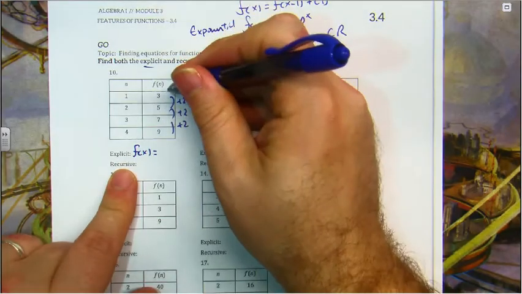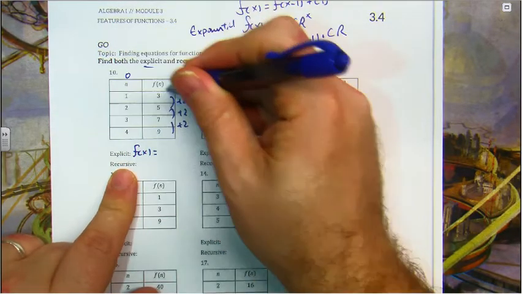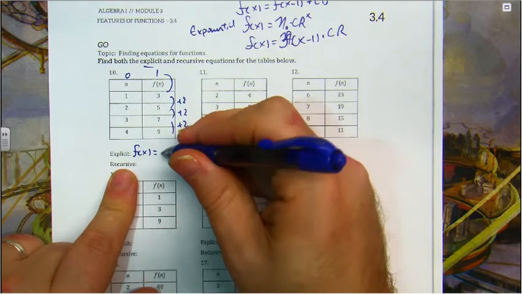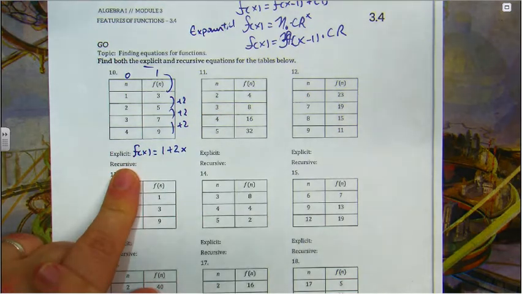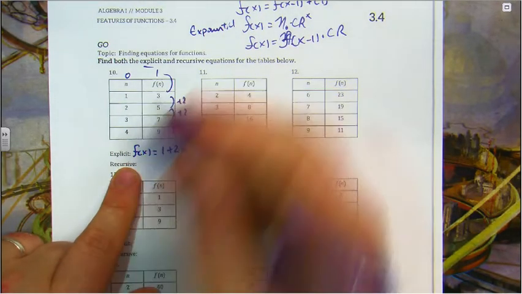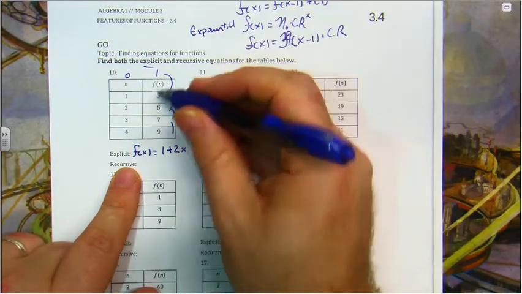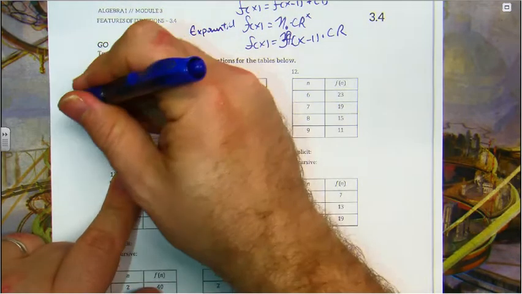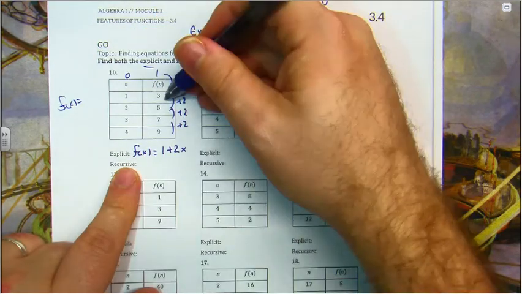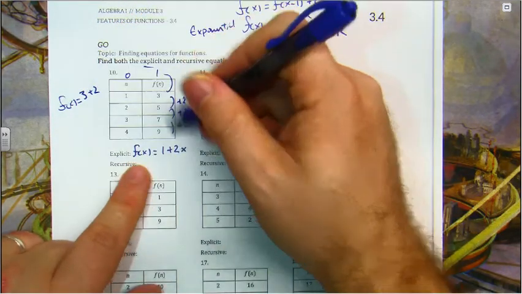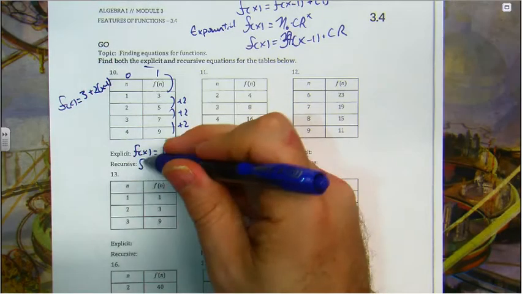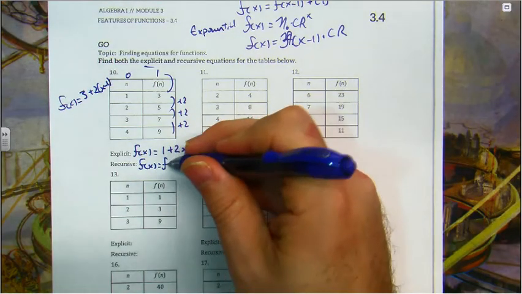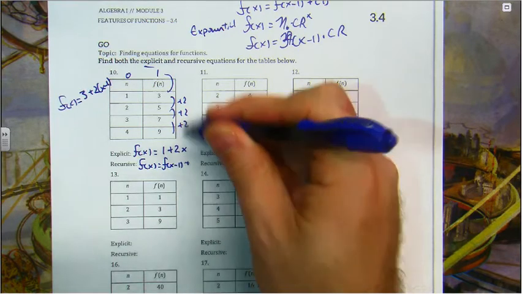So I can either work backwards and see what it would have been. 0 would have been 1. So I can say 1 plus 2x. Or something else I could have done is, since this is my first term, instead of putting my n sub 0, I could put that first term there. I could say f of x equals 3 plus 2, but since it was my first term, I have to say x minus 1. And then recursively, it's f of x equals f of x minus 1 plus our common difference, which we know is 2.